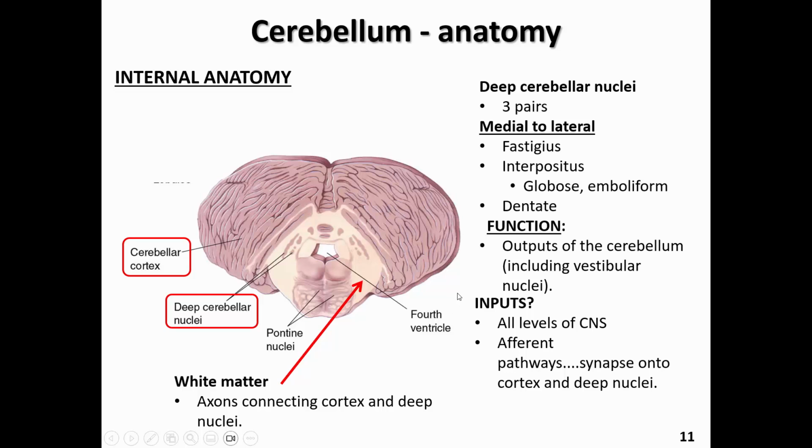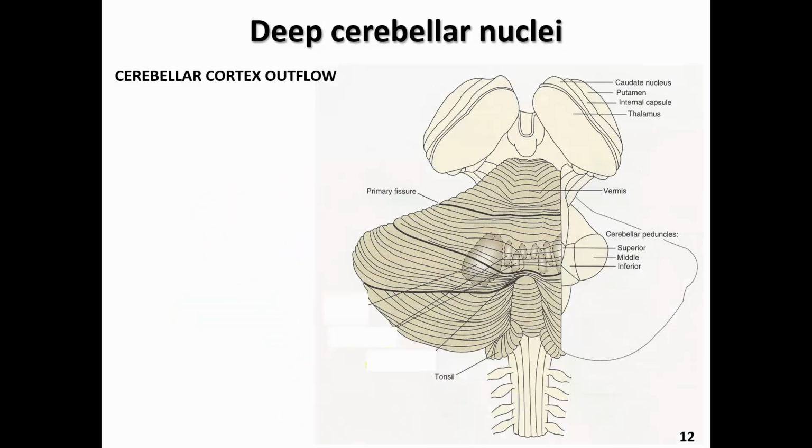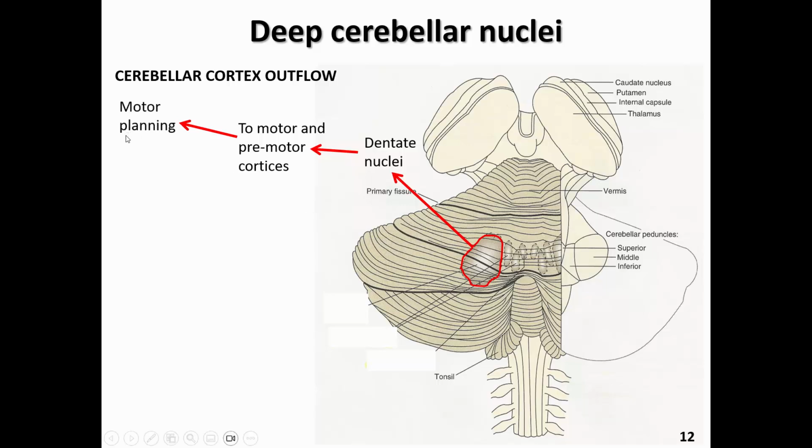So there are inputs that do come in, and as we saw with the cerebrum, the cerebellum is informed of the state of the body in terms of limb position and limb movement. In terms of the outflow of the deep cerebellar nuclei, and I'll just highlight this with the red, here we see the most laterally located dentate nuclei. And when these neurons are active, bioelectrical signals will project to motor and the premotor cortices. And this function appears to work in terms of coordinating motor planning.